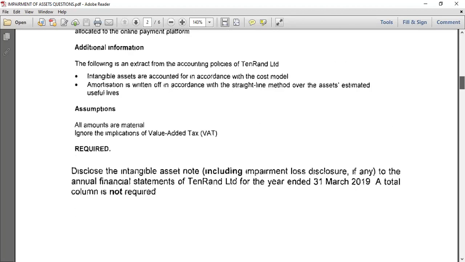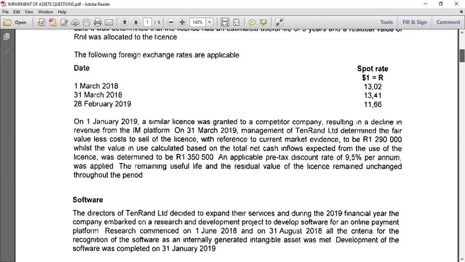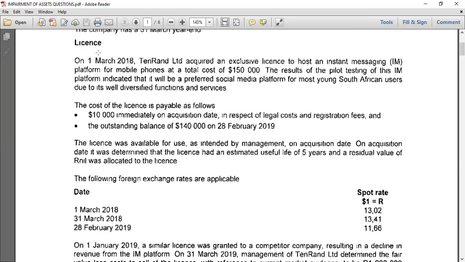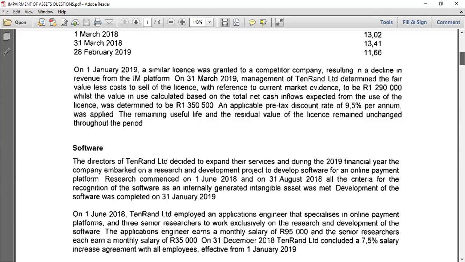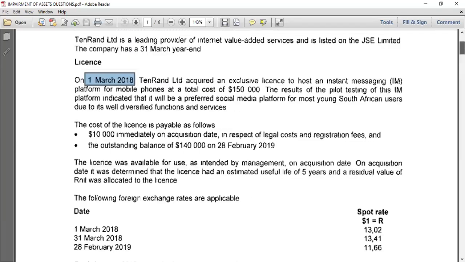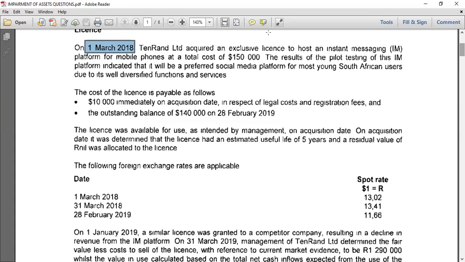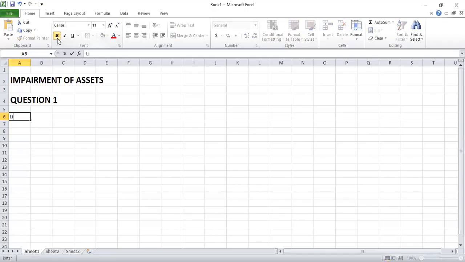Our financial year that we're looking at is ending 31 March 2019. Right. This license was acquired on 1 March 2018, which is in the previous financial year. So that was the previous financial year then. Right. So now, let's do our calculations. License.